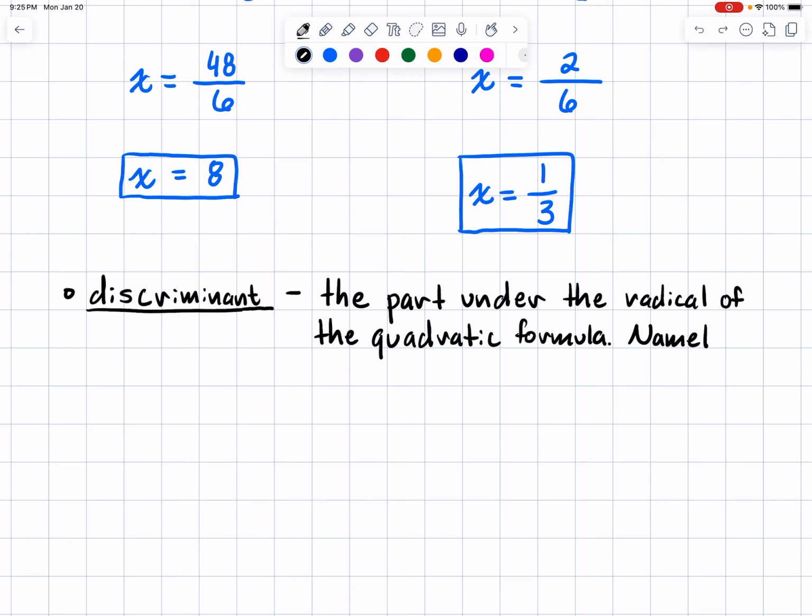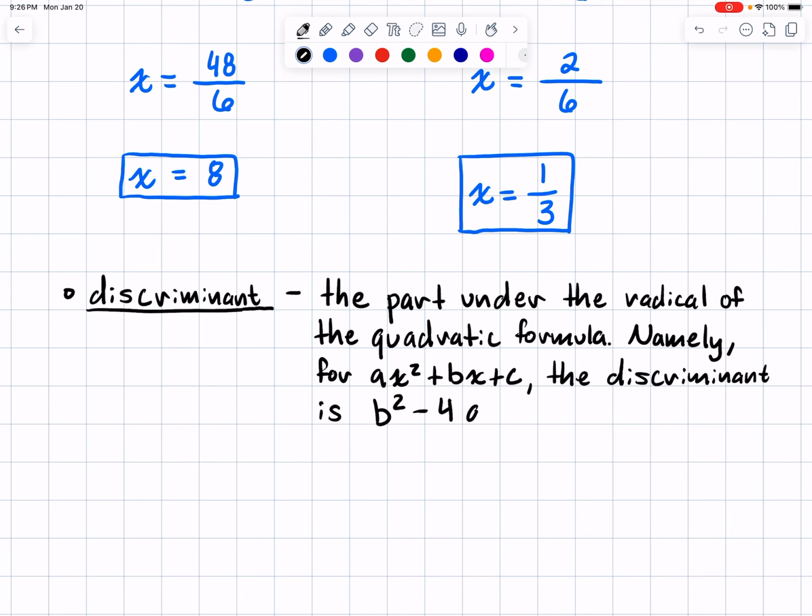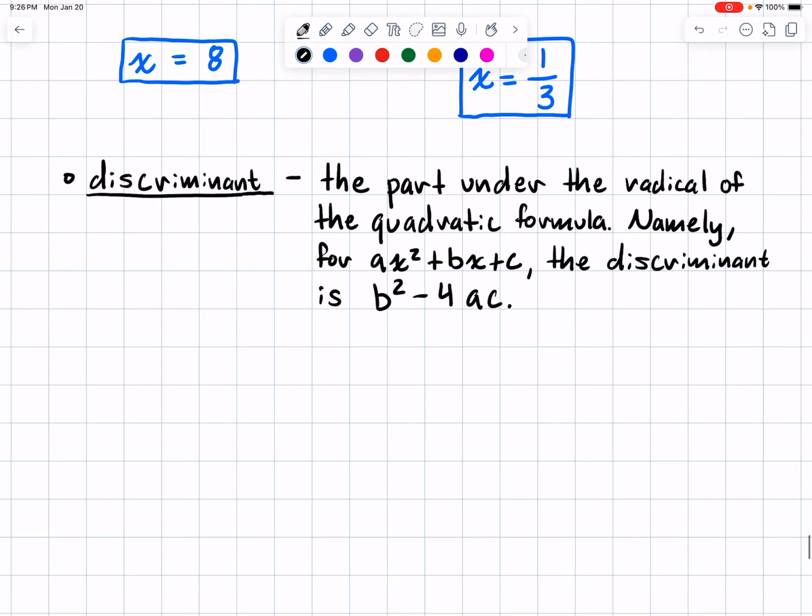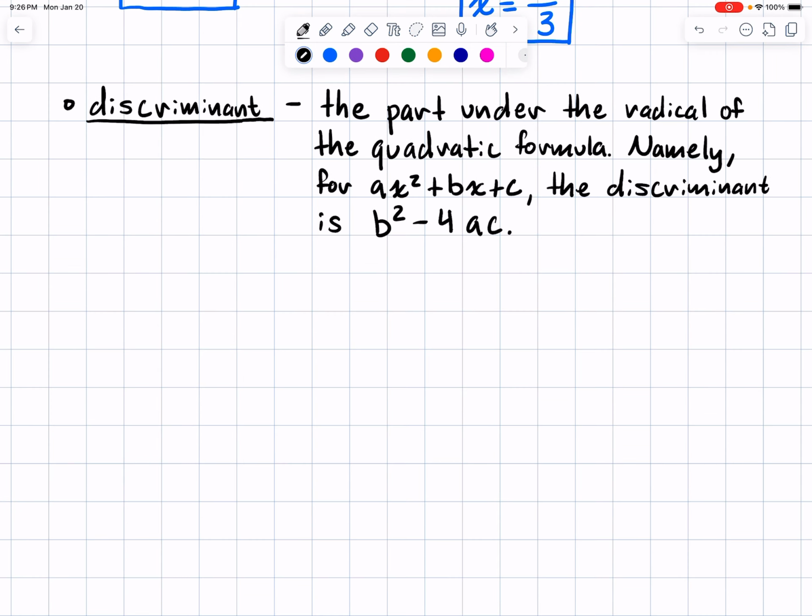Namely, for ax squared plus bx plus c, the discriminant is b squared minus 4ac. All right. So now you're wondering, why the heck do we care?